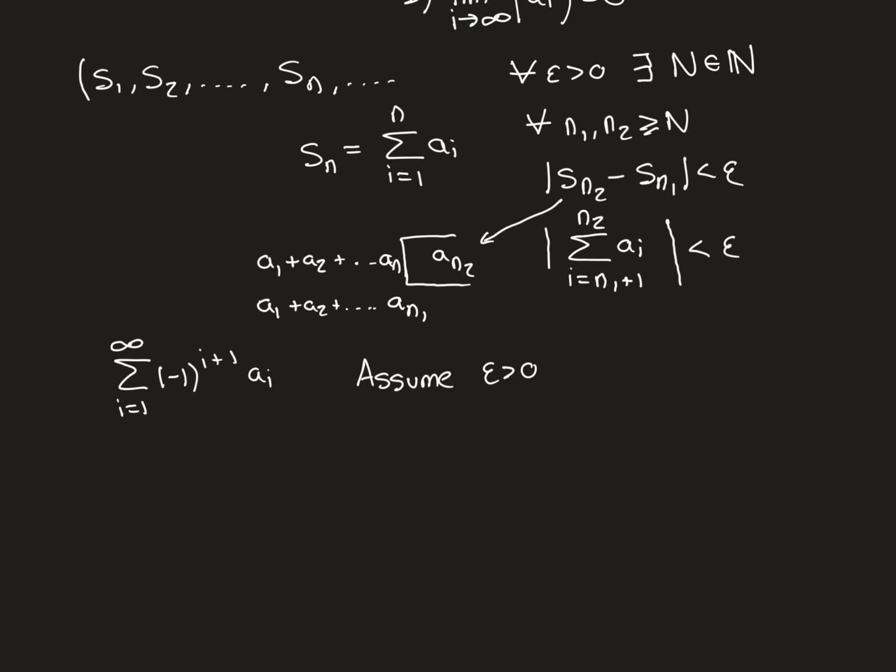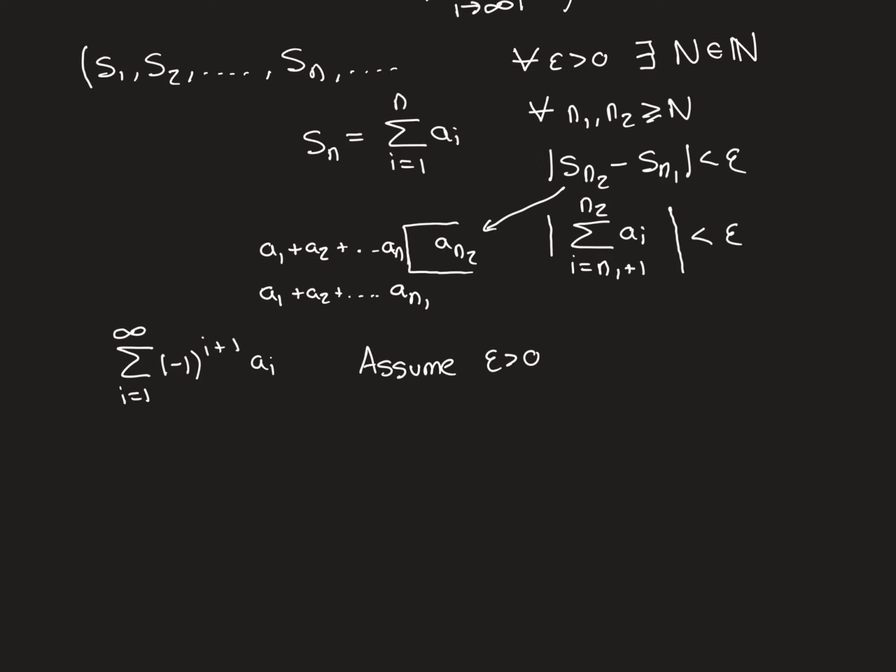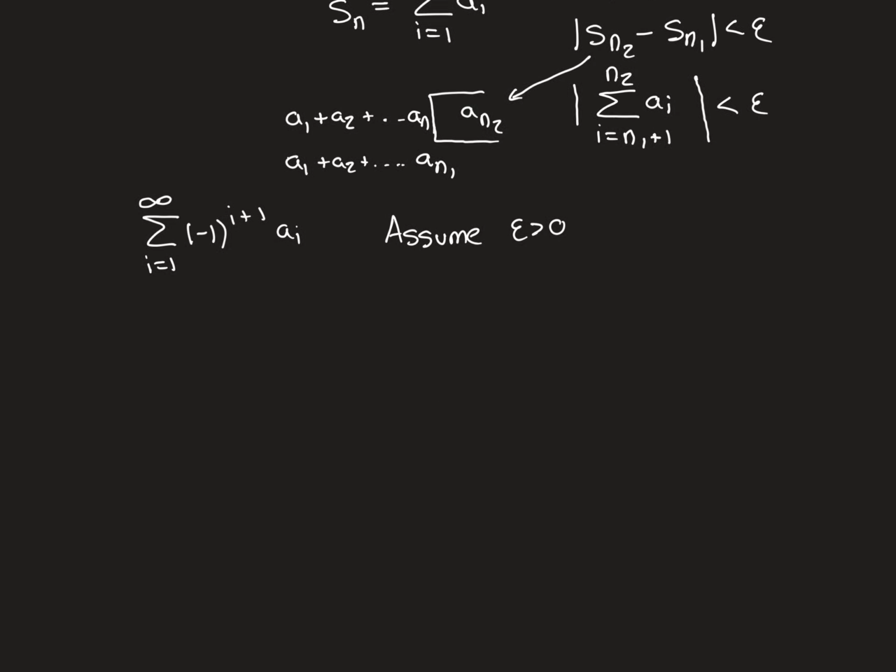In that case, we can say a lot about this. So let's think about the difference between two partial sums of this. So we'll take n2 strictly greater than n1. We don't want greater than or equal to. So we've got some n2 that is greater than n1, and we want to think about what is S_n2 minus S_n1 in the case of this.